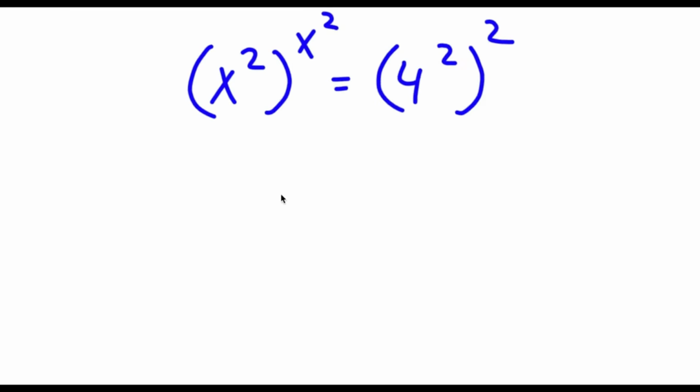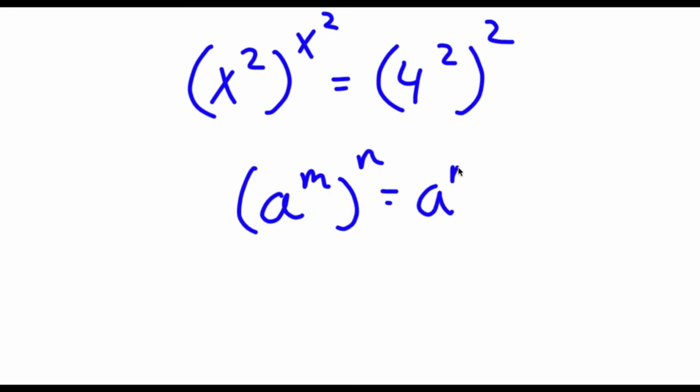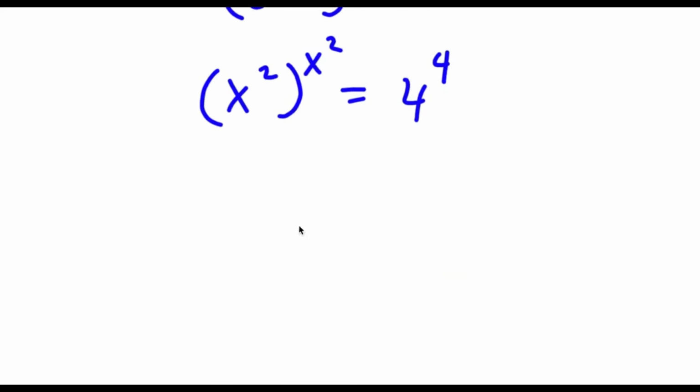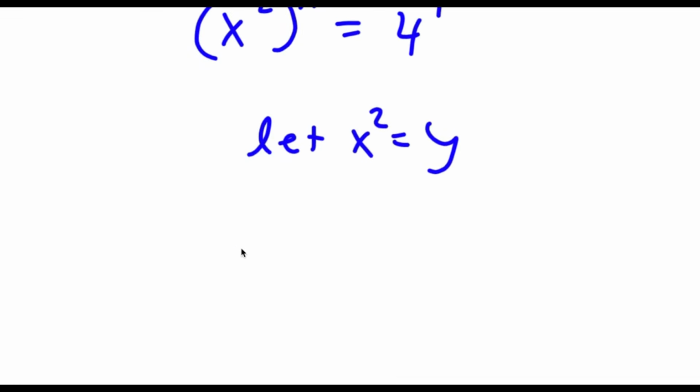And now if I have something in the form a to the power of m to the power of n, this is equal to a to the power of m times n. So 4 to the power of 2 to the power of 2 is going to equal 4 to the power of 2 times 2, which is equal to 4 to the power of 4. Now I'm going to let x to the power of 2 equal y. So now I have y to the power of y is equal to 4 to the power of 4.